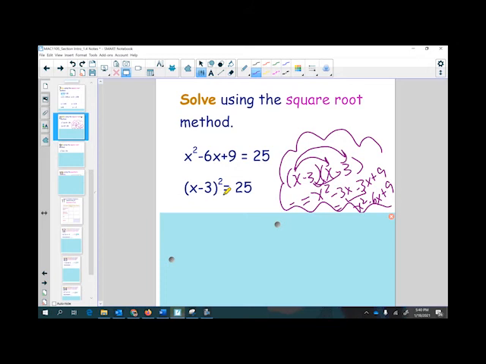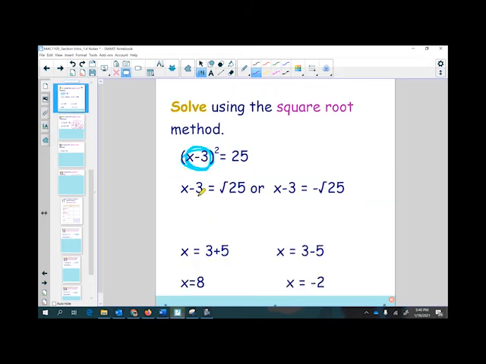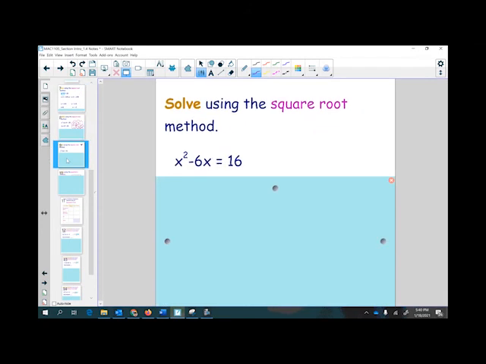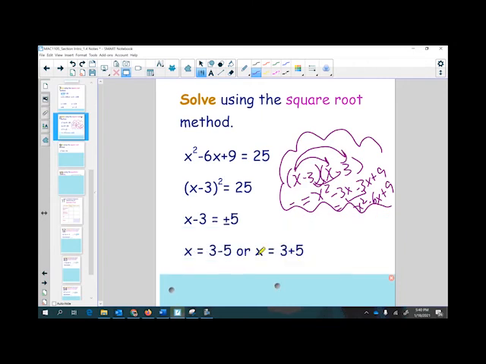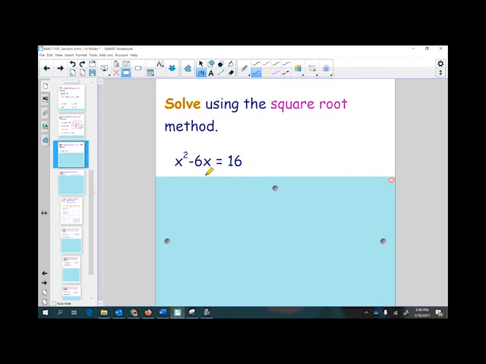Now that we've rewritten it this way, we're back to this problem, right? So we're going to do the same steps again to get the answers. Same answers. We're still going to have all the same steps and answers as the last one. Let's look at this one now.